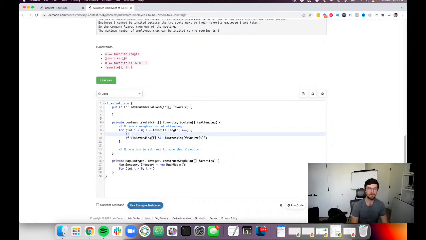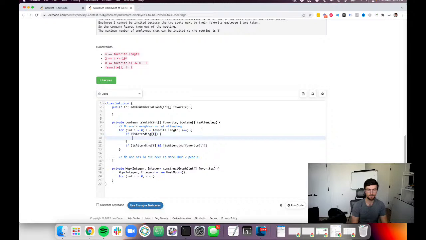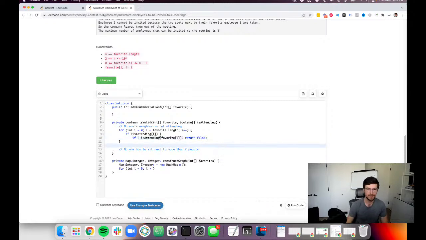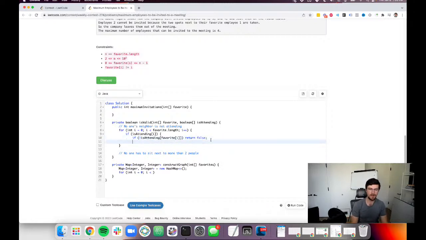We'll just break it out. So if is attending... if not is attending... Basically we're making sure that everyone can sit next to the person that they want to sit next to is actually there. So that's the first thing.